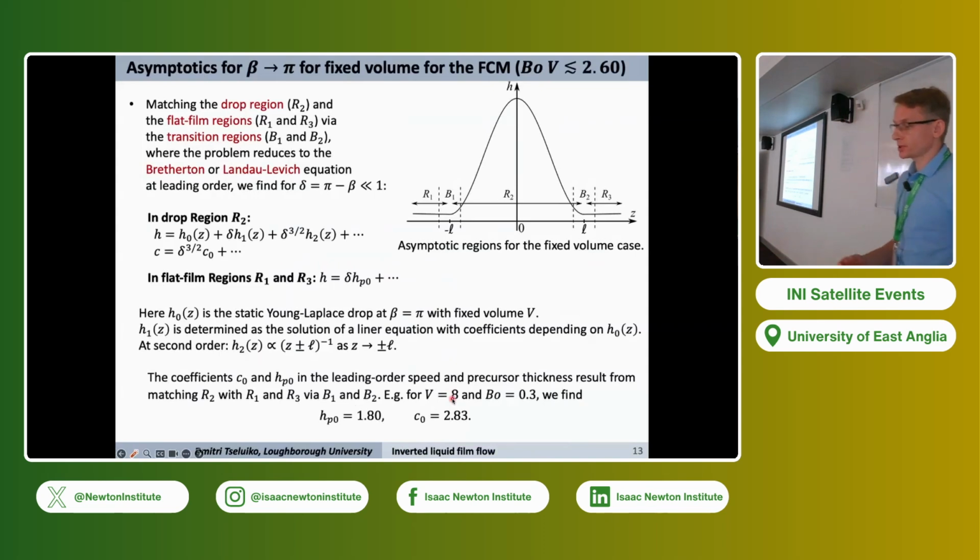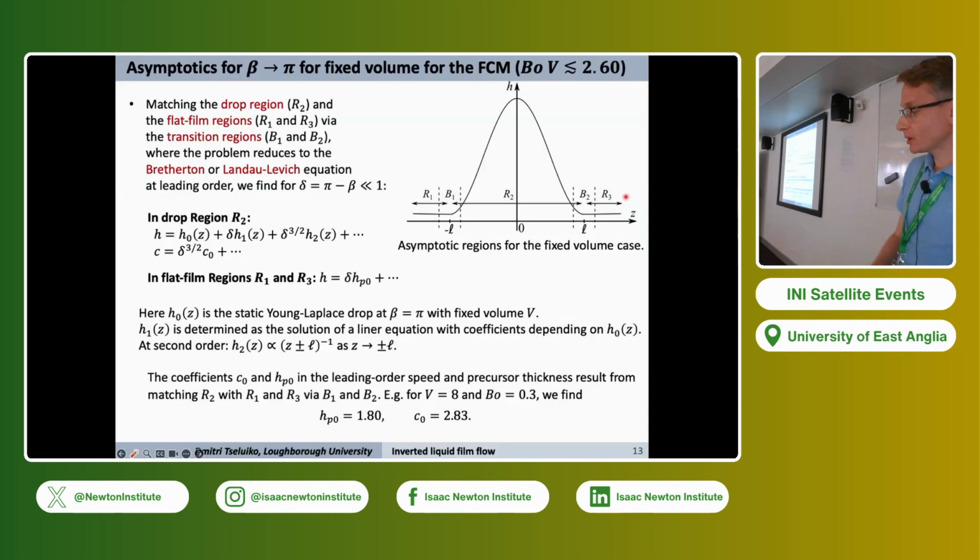Now we want to discuss asymptotics when the inclination angle is not quite pi but approaches pi. So we do it for the full curvature model. So basically this is an extension of the analysis of Kalliadasis and Chan.